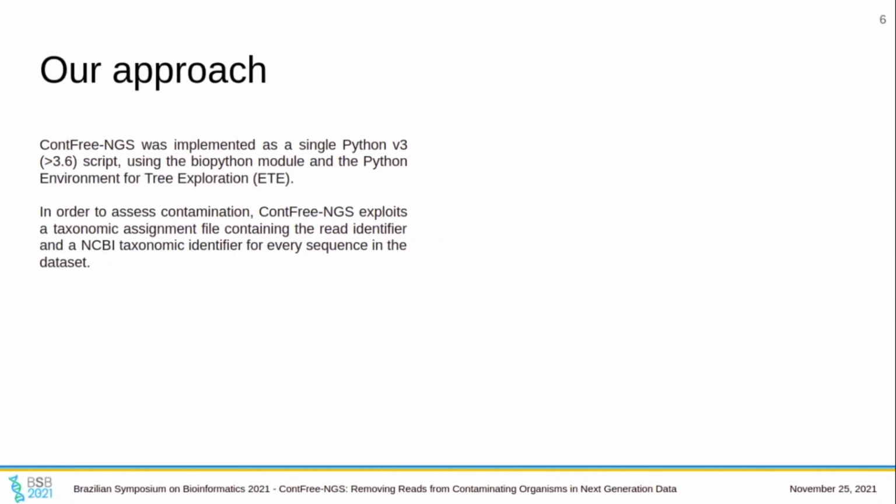So here you can see our approach. ContFree-NGS was implemented as a single Python script using the BioPython module and the Python environment for tree exploration. And in order to assess the contamination, ContFree-NGS exploits a taxonomic assignment file containing the read identifier and the NCBI taxonomic identifier for every sequence in the dataset.